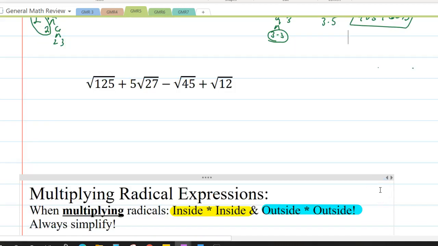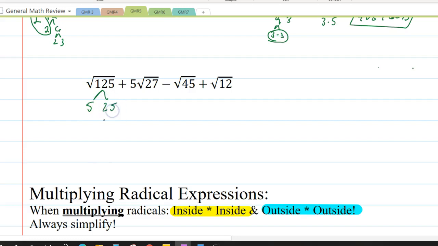Let's try one more that's a little bit bigger. 125. Well, that breaks up into 5 times 25, and 25 breaks into 5 times 5. 27. We just did this. 3, 9, 3, 3. 45 breaks into 9 times 5, which breaks up into 3 times 3. And 12 is 2 times 6, which breaks up into 2 times 3.